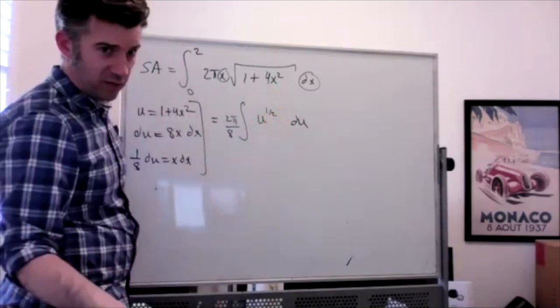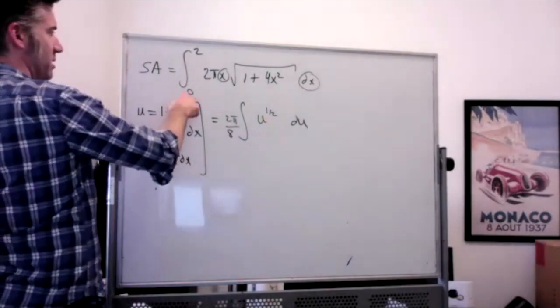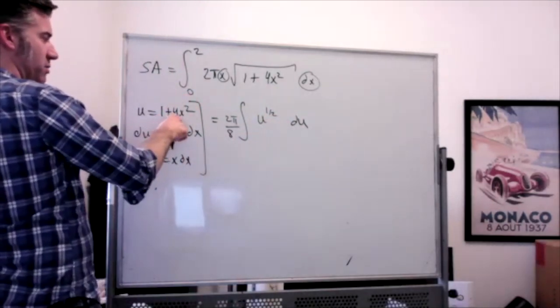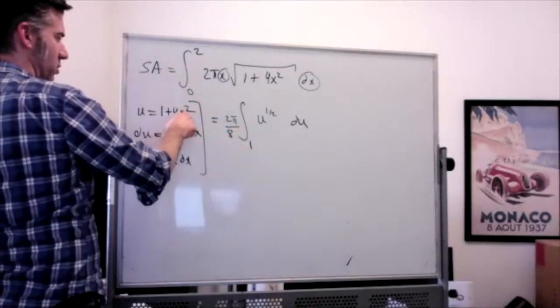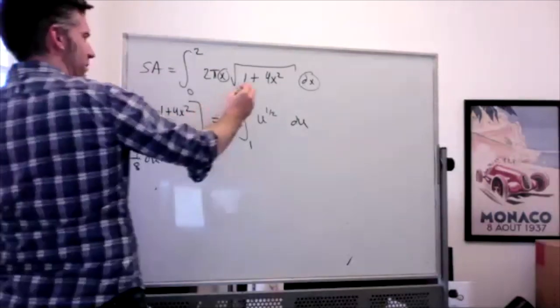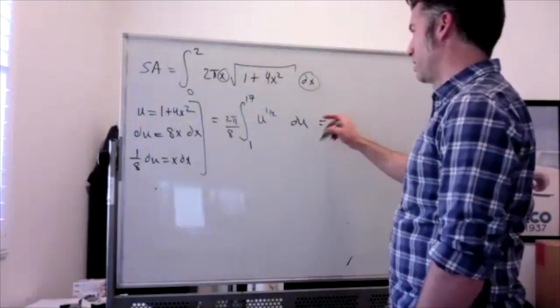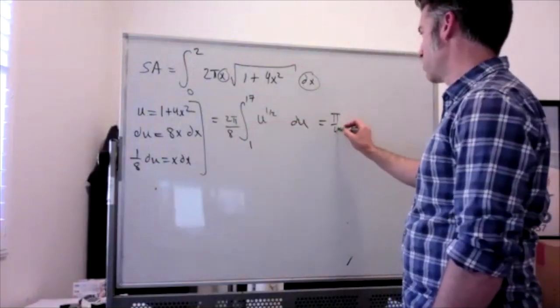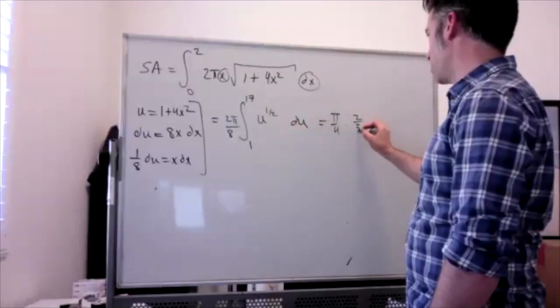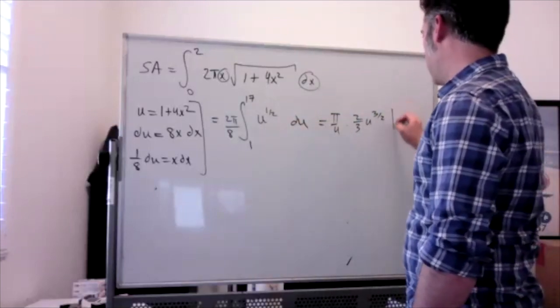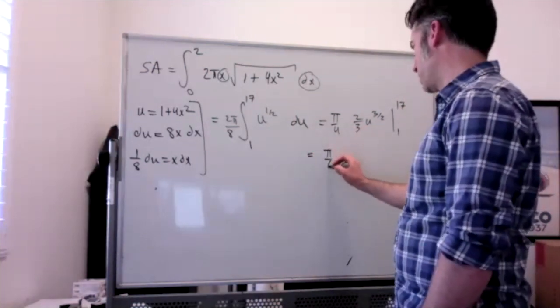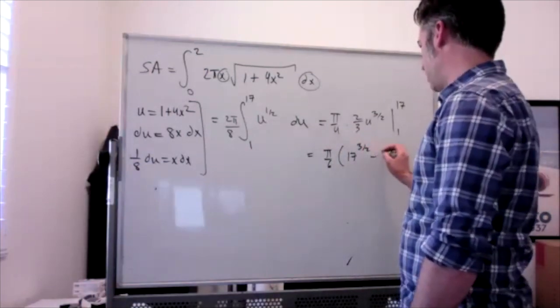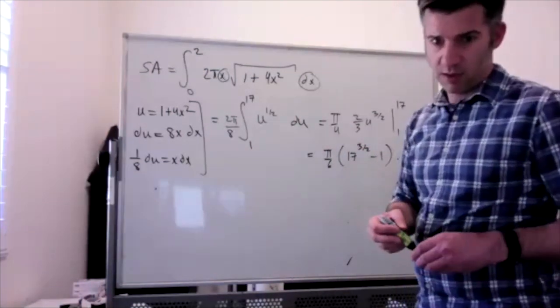And I'm going to change my limits of integration. So if x is 0, u is 1 plus 4 times 0 squared. If x is 2, u is 1 plus 4 times 2 squared, which is 4 times 4 is 16 plus 1 is 17. Not the nicest number ever. Oh well. So then we get pi over 4 times the integral of u to the 1/2, which is 2/3 u to the 3/2 from 1 to 17. So that's going to be pi over 6 times 17 to the 3/2 minus 1.